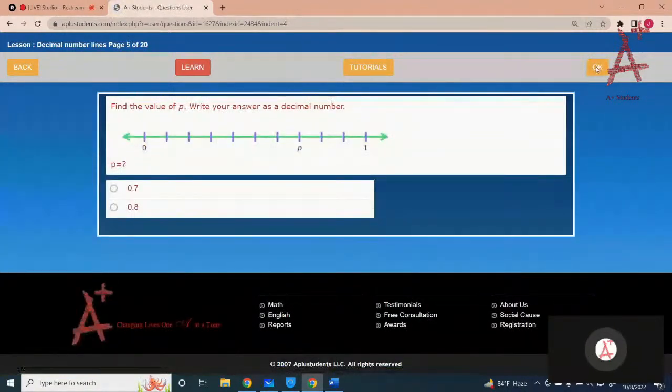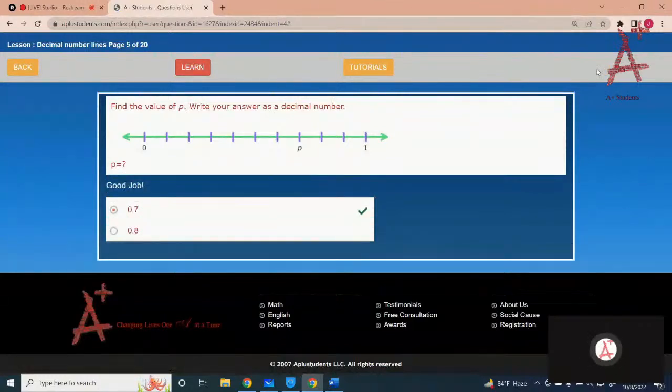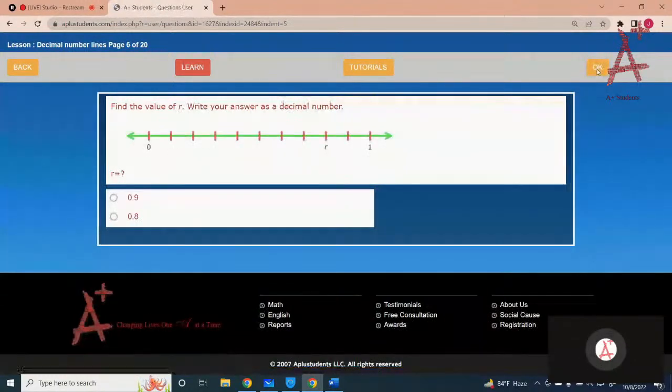Okay, what is the value of p? Counting intervals. It would be 7, so it is 0.7. You have 7 intervals from 0 to p. Got it? Please use the live chat button. You can write the answers. Your participation is highly appreciated.